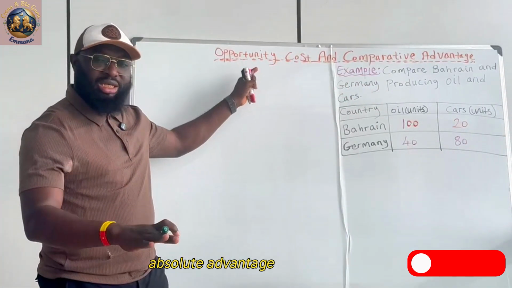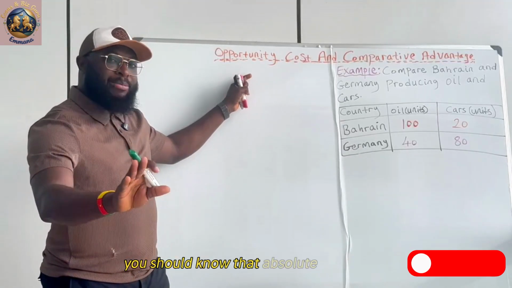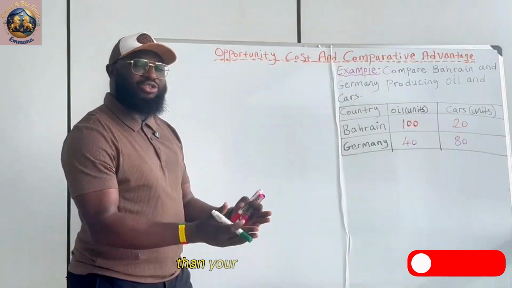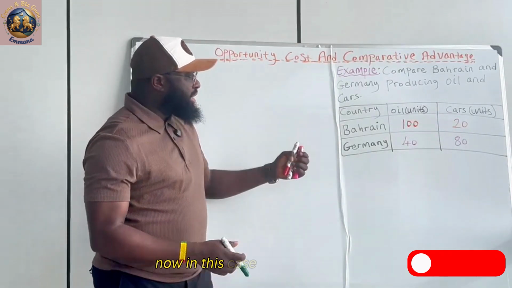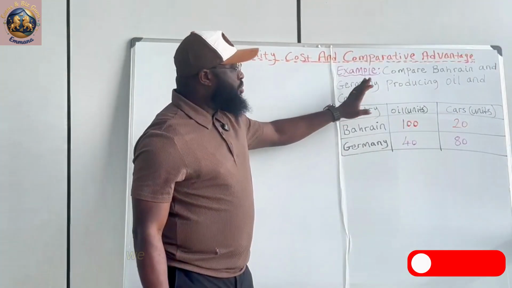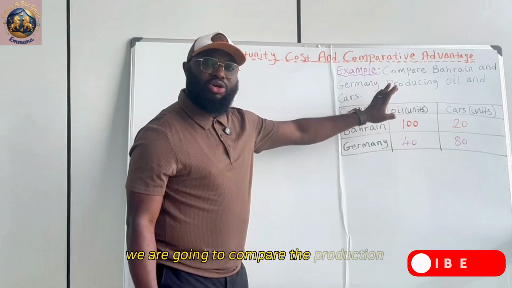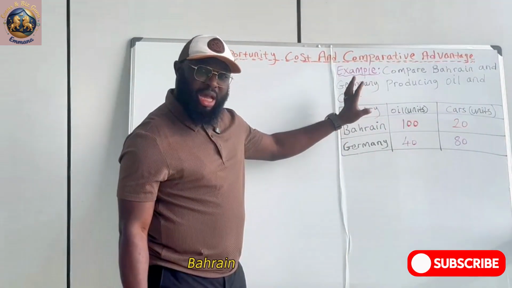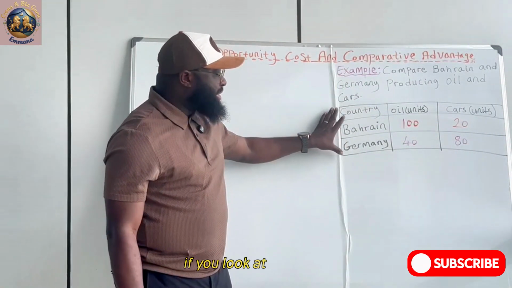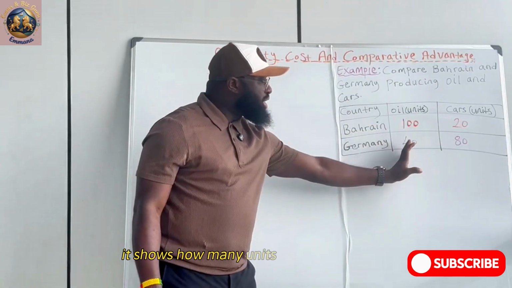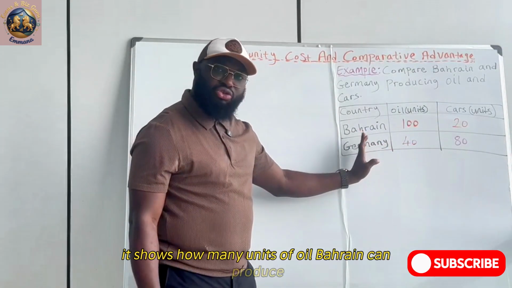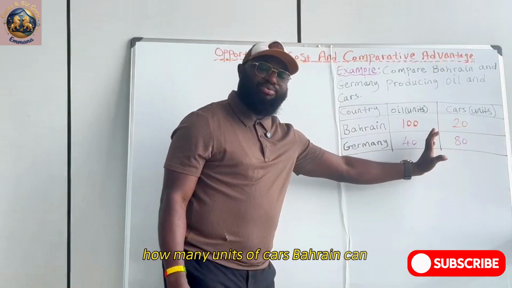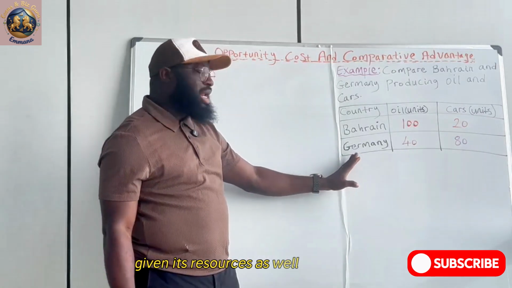Absolute advantage is very simple. You should know that. Absolute advantage simply means that you can produce more of a good than your trading partner. Now, in this example, we are going to compare the production of cars and oil between two countries, Bahrain and Germany. If you look at this table, it shows how many units of oil Bahrain can produce given its resources, how many units of cars Bahrain can produce given its resources, as well as Germany.